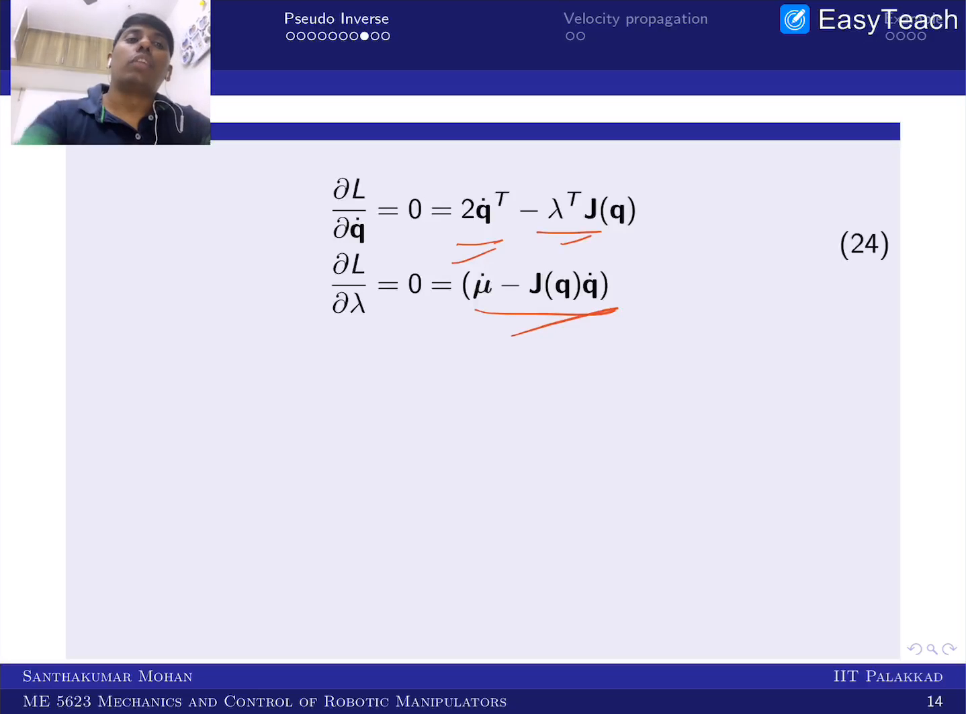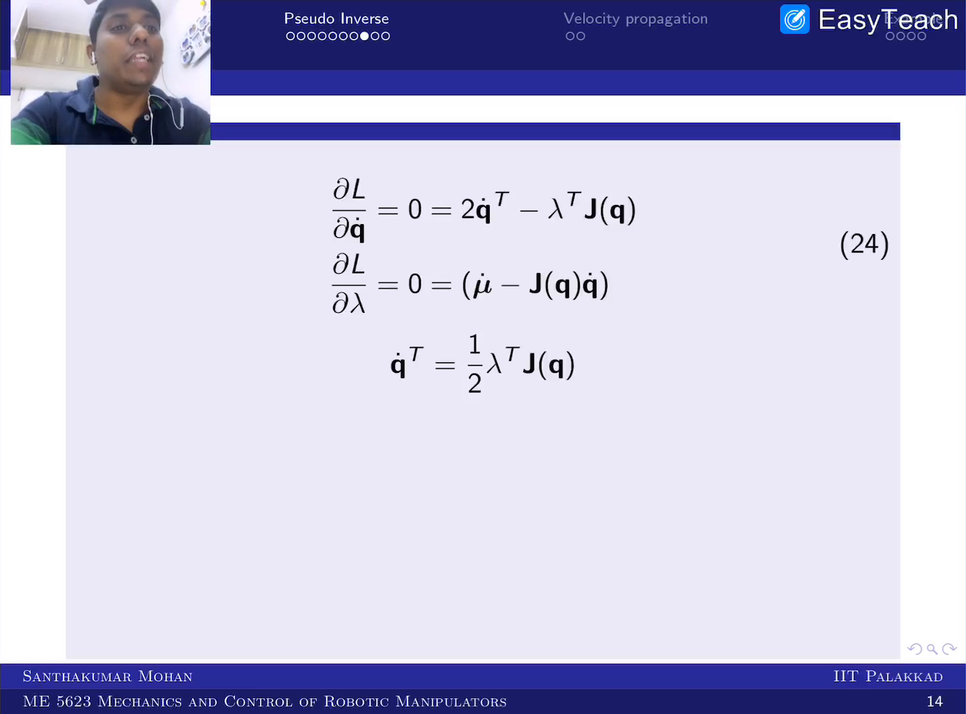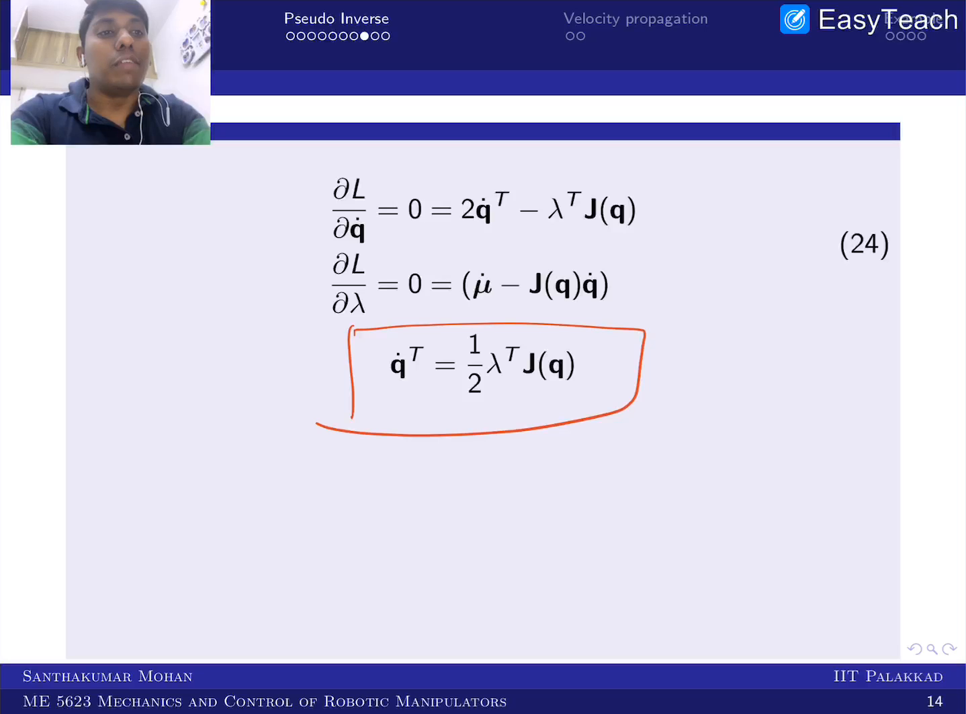Okay, so now you can see that there are two equations and two unknowns. One unknown is mu dot, and another quantity, which is known to us, is J of q, and we try to relate that. If I equate this to 0, this is already an available equation, so I don't want that. What I am trying to see is this equation, relating q dot with respect to lambda. In the sense that I am trying to equate, this is the equation that will come.